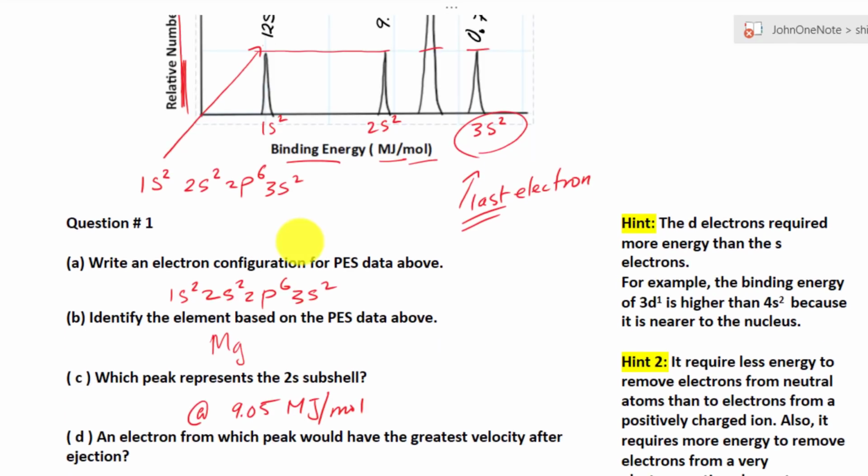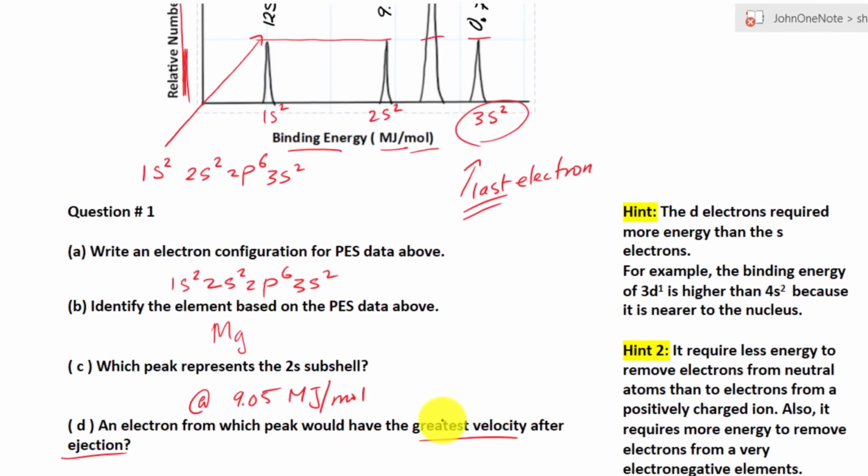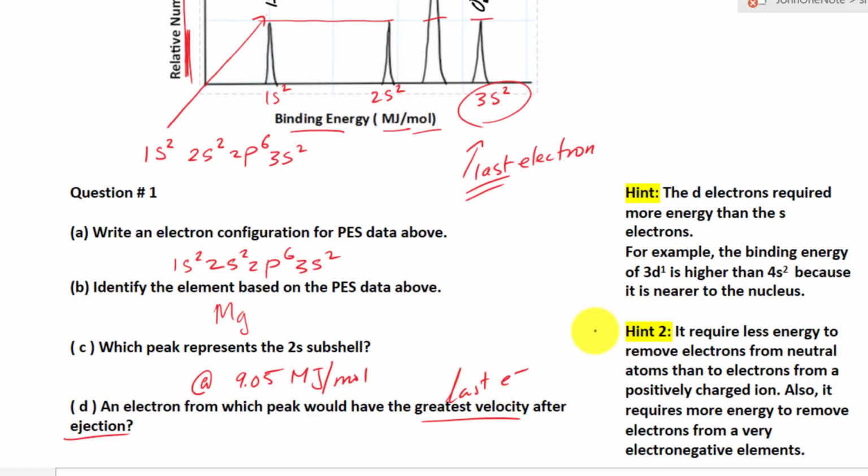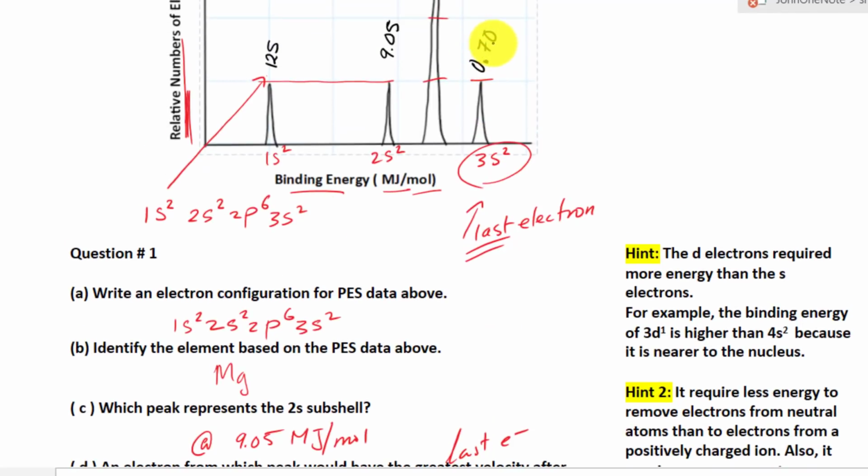And then, an electron from which peak would have the greatest velocity after ejection? We know that the one that's farther away from the nucleus will require less energy. So the leftover energy will be converted to kinetic energy, which is the energy of motion. So this basically asks which one would be the last electron. In this case, the last electron would be at 3s2. So it would be the electron at 0.70.